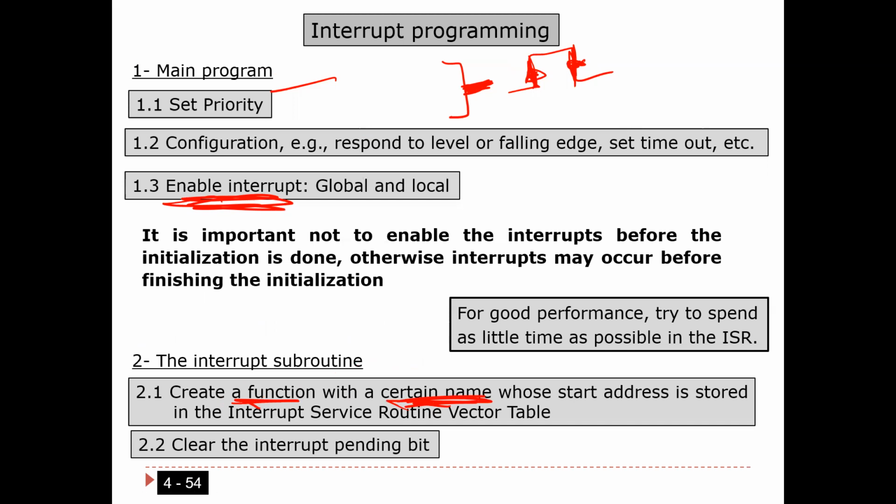The names I told you about, okay? And then inside this function, you should not define this function. You should not define it, because this function is defined by your project. When you create any function in C language, you have to declare the function first, and then you have to define it. In this case, you don't need to declare it because this is already done by your project. So just put the function with a certain name. Also, don't forget to clear the interrupt pending bit.